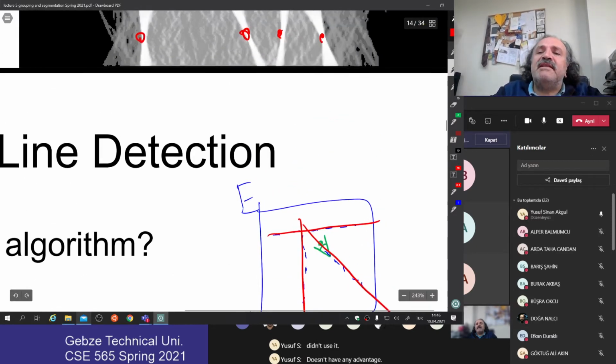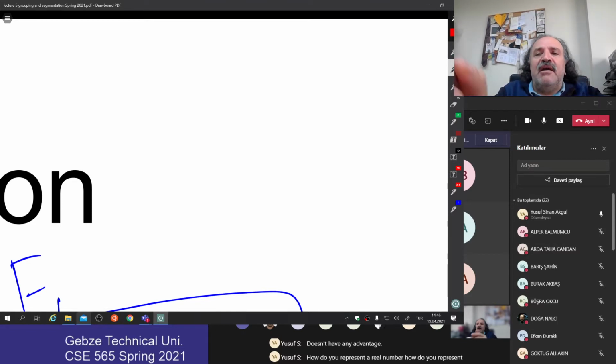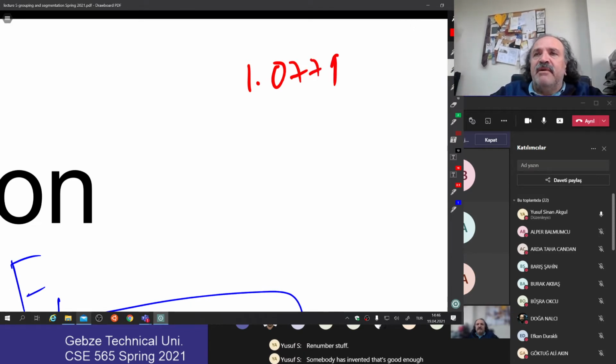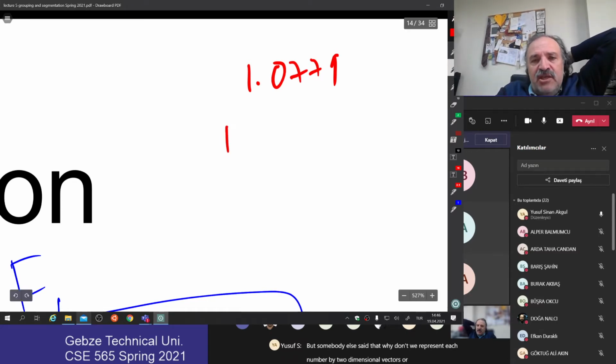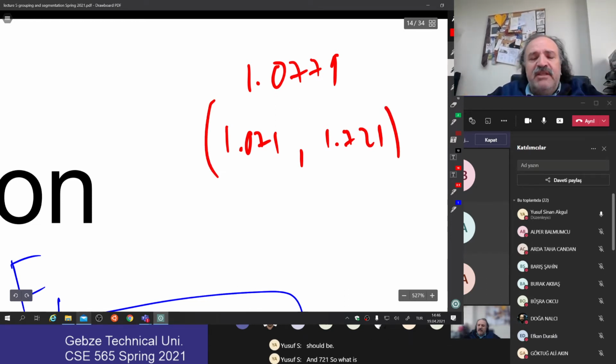How do you represent a real number? I represent a number with this real number stuff. Somebody has invented it, and it's good enough. But somebody else said, why don't we represent each number by two-dimensional vectors? So what is the advantage of it?